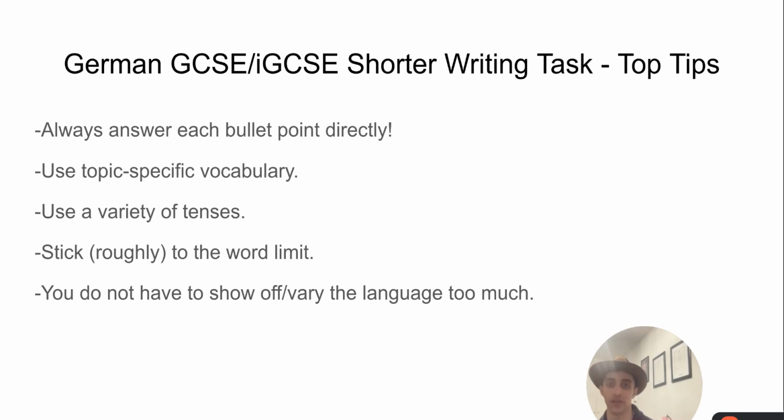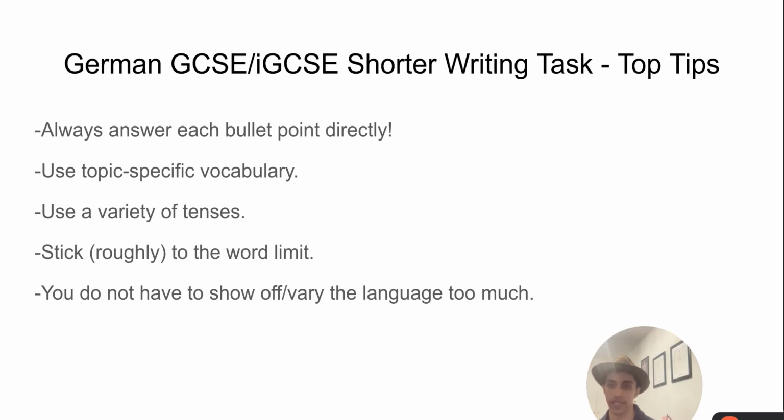In the shorter writing task, you actually do not have to hugely vary your language or show off your German too much. Certainly a little bit of variety is good and even required if you want to get up towards the top grades. But you do not have to massively show off and incorporate extremely difficult structures when you're answering the shorter writing task. You could save that for the longer writing task, and more on that in my other video on the longer writing task as well. But topic-specific vocab can be important and useful to boost your marks too.